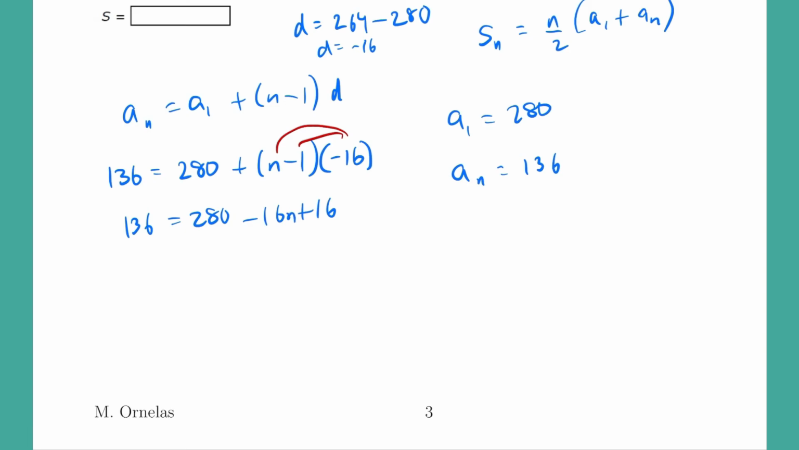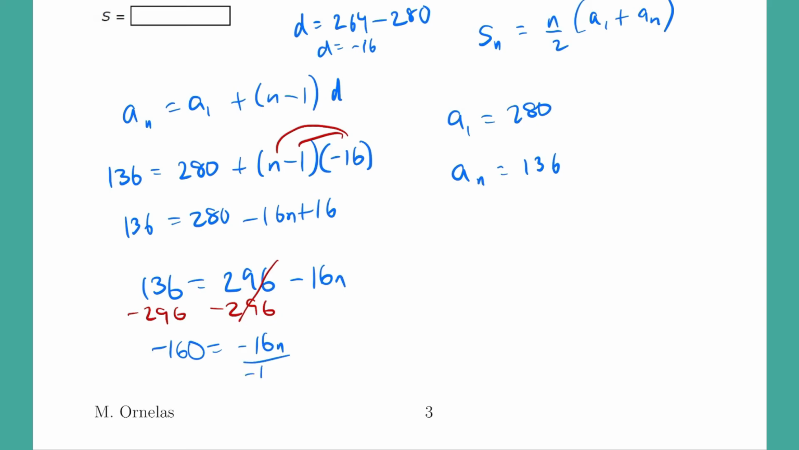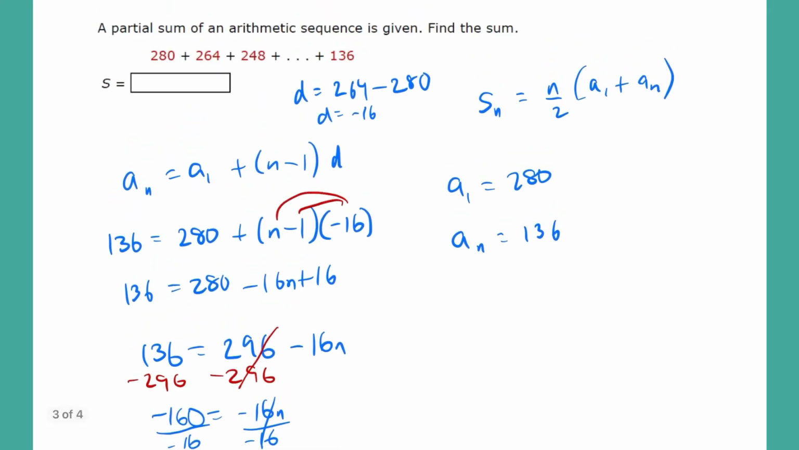All right, so let's combine like terms here. We can combine 280 and 16. That's going to be 296 minus 16n. Subtract 296 from both sides. That's going to be negative 160. Divide by negative 16. And we should get positive 10. All right. So positive 10 it is. And now that tells us how many terms there are. So now we know what n is, and now we can apply this formula.